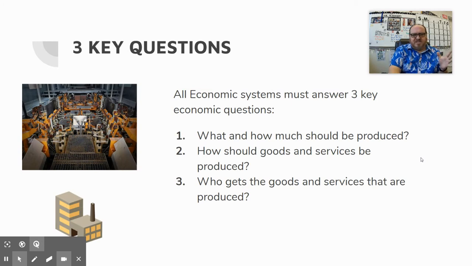Now, all economic systems have to answer three basic economic questions. One, what and how much should be produced? So what should be produced and how much of it should we produce? Two, how should the goods and services be produced? Do we do it by hand, putting things together, or do we do it with machinery? And third, who? Who gets the goods and services that are produced? So basically, who's our market? Who are we producing these things for? Who's going to buy them?